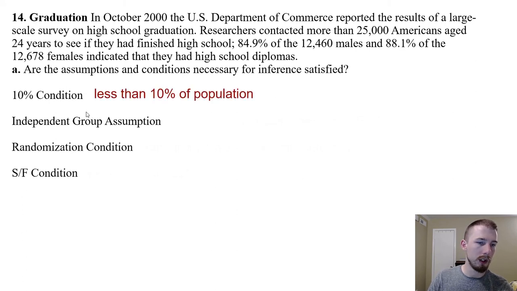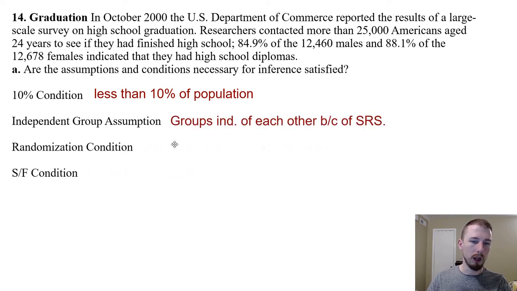Independent group assumption. This is a new condition that we have: if we're looking at two different groups or two different populations, like male or female, we have to be able to assume that those two groups are independent of each other. So is there any reason to believe that they would be tied together? For instance, if a male graduates, does that mean that it's more likely for a female to graduate? Since those males and females are not tied together in any way, then they should be independent. So it's reasonable. Groups are independent of each other because it's a simple random sample.